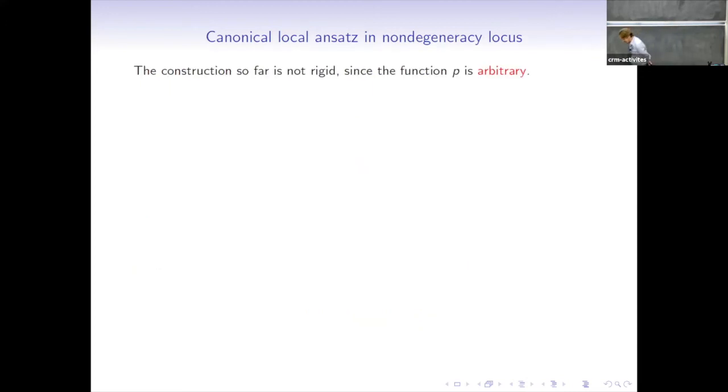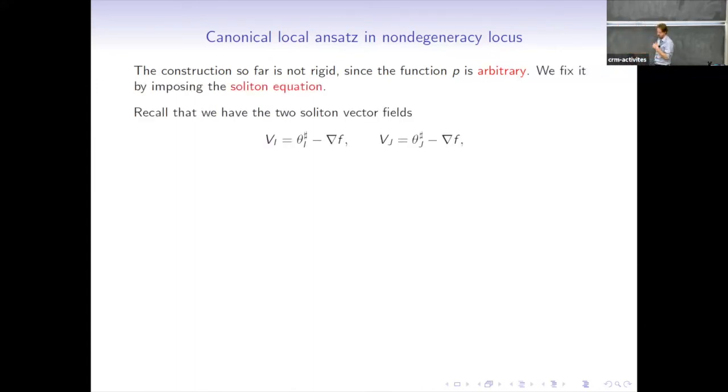But so far it's not rigid. In the hyperkähler setting, by definition, it's already rigid because you already have your Einstein equation. But in this case, as you already described by this flow construction, you can take these structures and deform them in dimensional space, and you can deform the function p arbitrarily. That's where the soliton equation comes in. There's a scalar reduction of the soliton equation, which fixes p. So we have these two soliton vector fields as defined before.